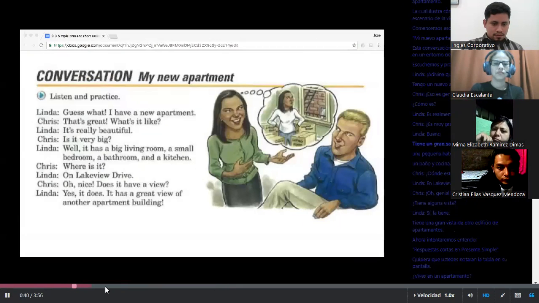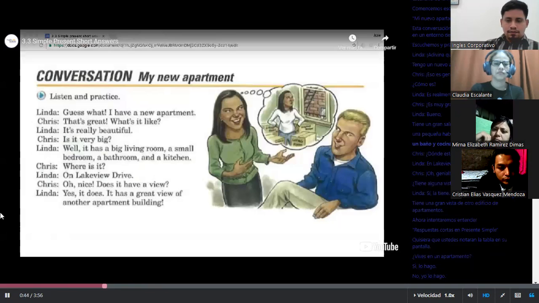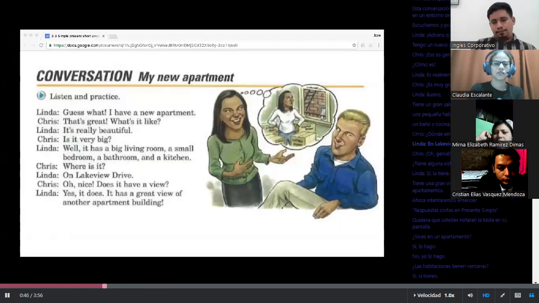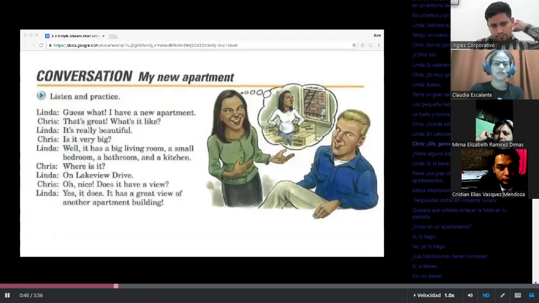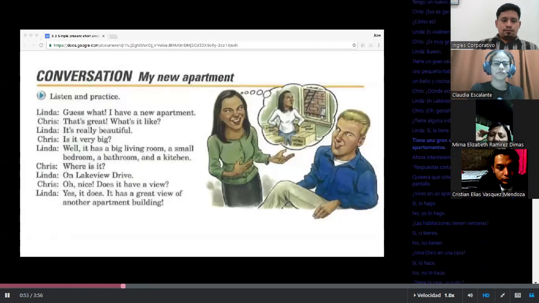I have a new apartment with a big living room, a small bedroom, a bathroom, and a kitchen. Where is it? On Lakeview Drive. Oh, nice. Does it have a view? Yes, it does. It has a great view of another apartment building.